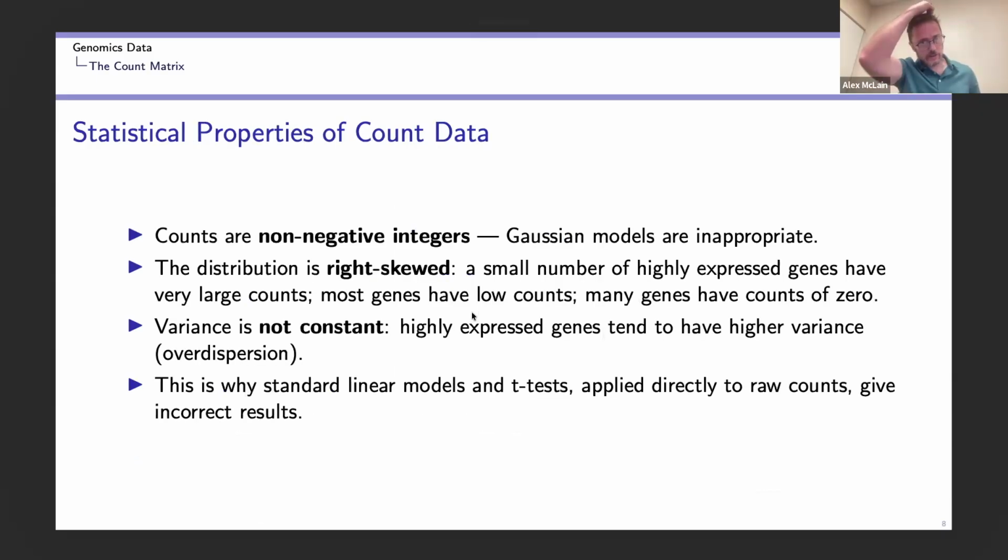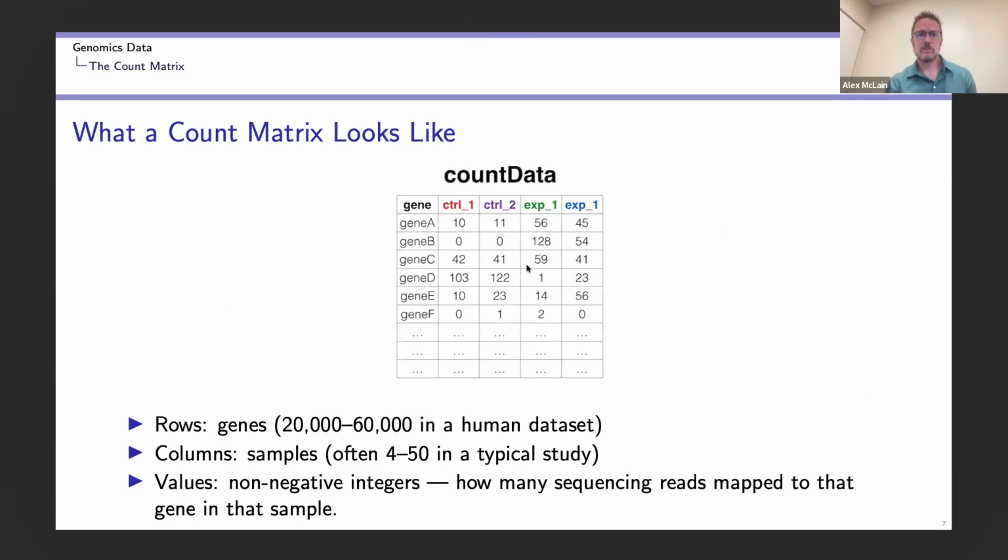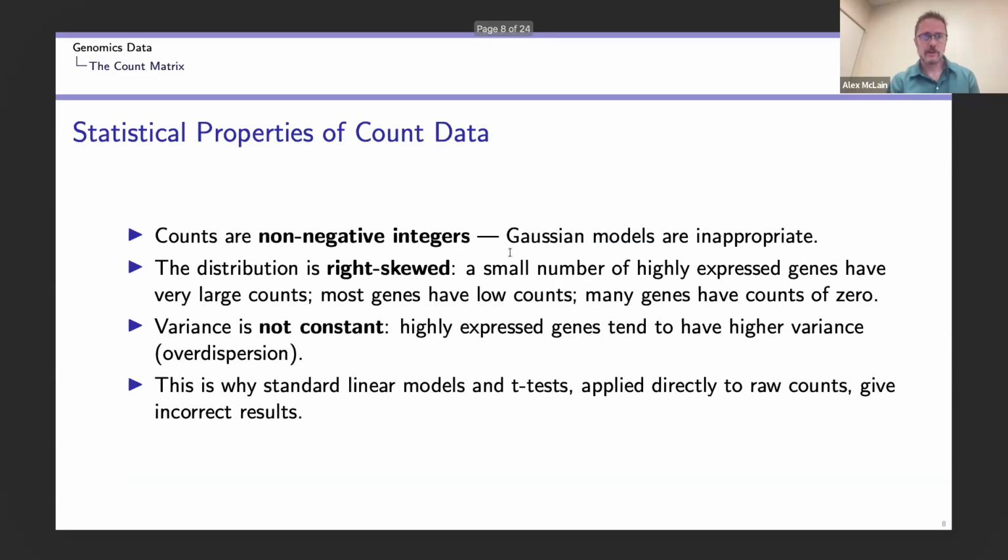Those counts, those non-negative integers, make it so we want to use different types of statistical models than we've been talking about so far. There are two main reasons for that. One, we have a small sample size. Okay, we have a small n. This n is too small to assume the central limit theorem applies. So we have a small sample size.